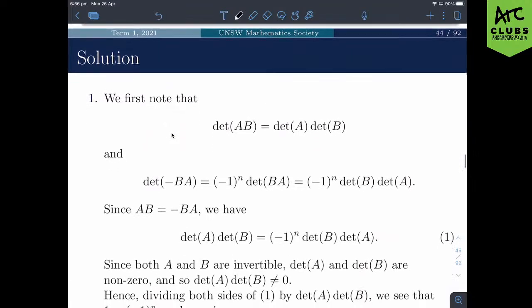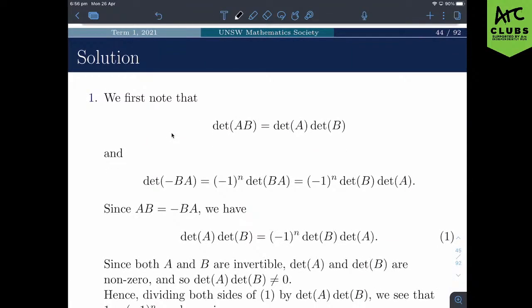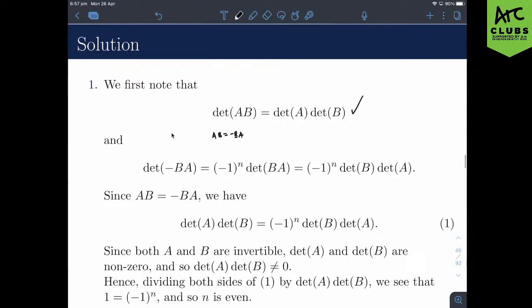So we first note that the determinant of AB is equal to the determinant of A times the determinant of B. And that's nice, we're using a property. And then we also consider the right-hand side. So remember AB is equal to negative BA. And so we take the determinant and we find that this is equal to the determinant of minus B times the determinant of A.